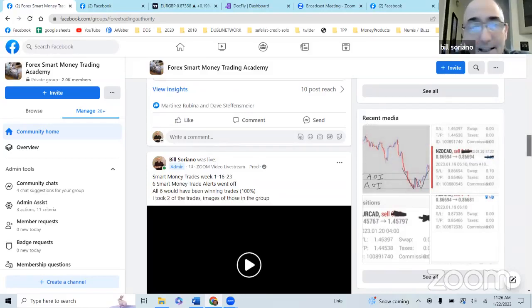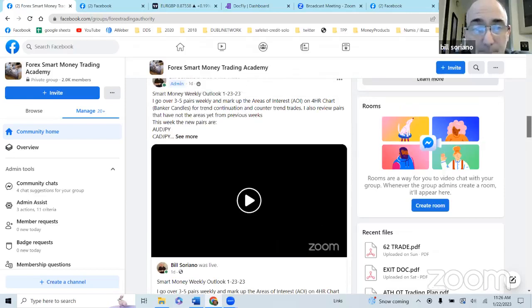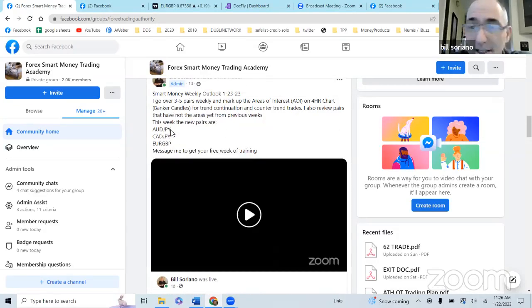And then I did an outlook for this week coming up. So I went over 3 new pairs this week: AUD/JPY, CAD/JPY, EUR/GBP. And I marked up the 4-hour area of interest on the charts for you. And then we'll wait for price to move into those areas. So, you know, we do the smart money trades.